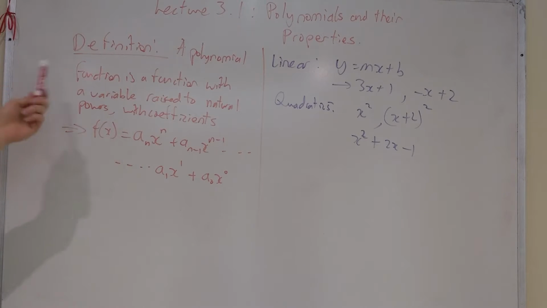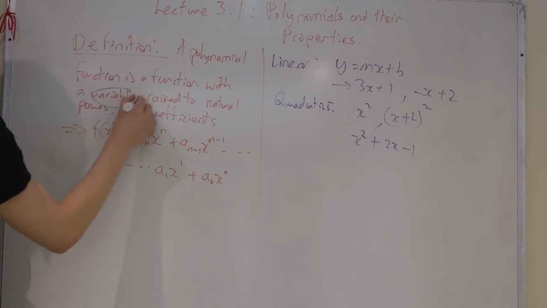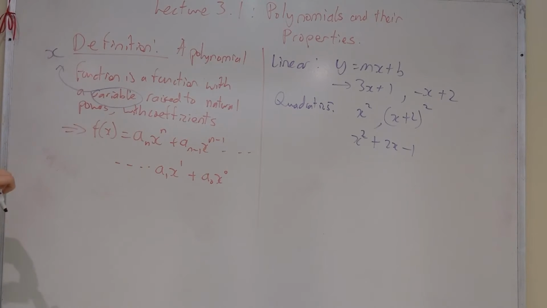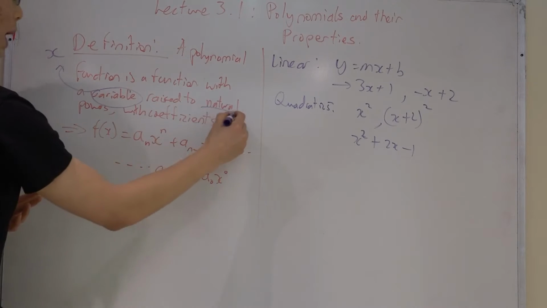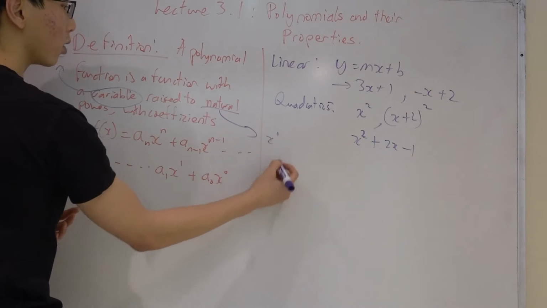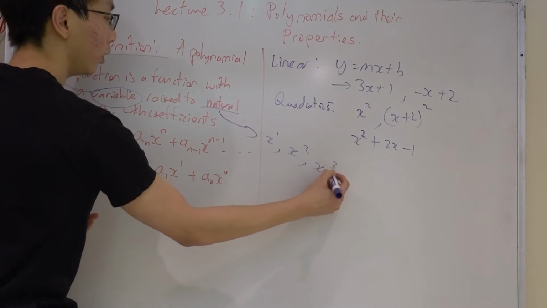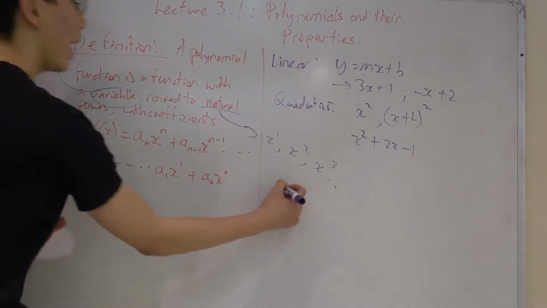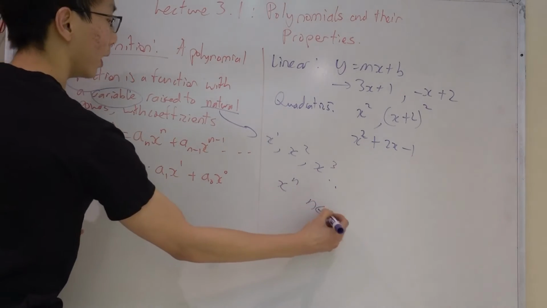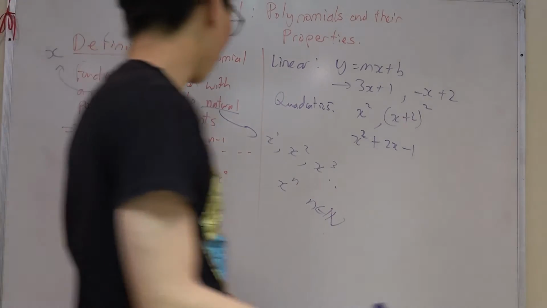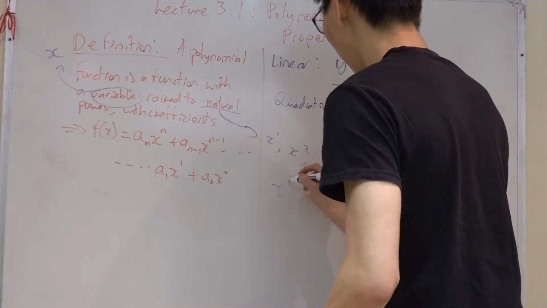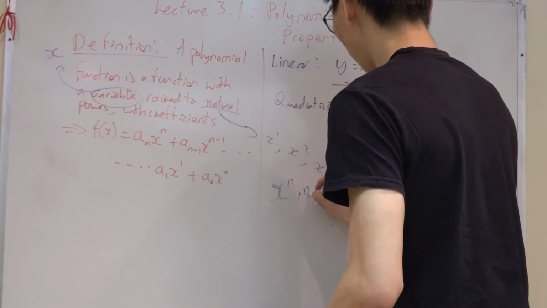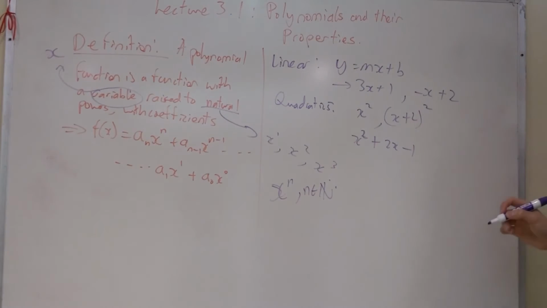Okay, so a polynomial function is a function with a variable. In our case, our variable is x. So let me put that here. So our variable is x. Okay, raised to natural powers. So raised to natural powers means that we have terms like x to the 1, x squared, x cubed, so on, things like that. Basically x to the n, where n is a natural number. Okay, I am sorry, I am writing completely crooked. So x to the n, where n is a natural number. Okay?